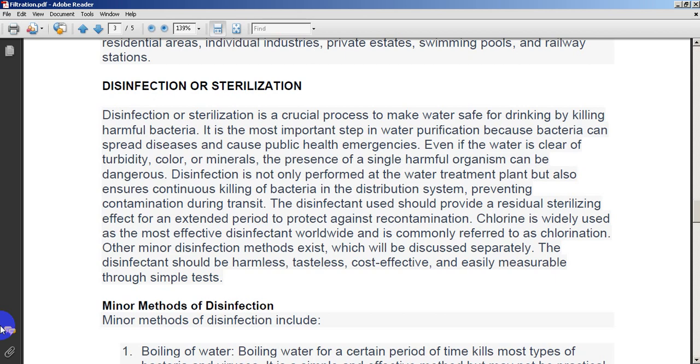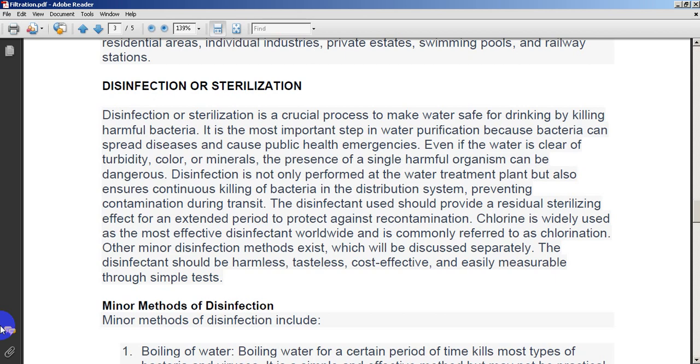Disinfection is not only performed at the water treatment plant but also ensures continuous killing of bacteria in the distribution system, preventing contamination during transit. The disinfectant used should provide a residual sterilizing effect for an extended period to protect against recontamination.